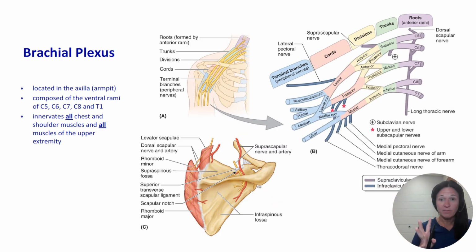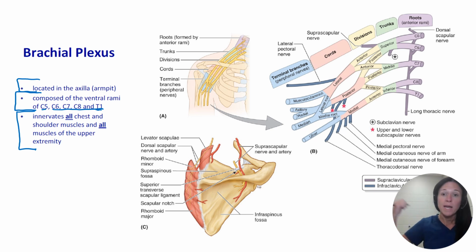Let's go ahead and dive right into brachial plexus now. So what do we already know about brachial plexus, just from a couple slides? We know that it's located in the axilla. We know that it's going to start in the neck and go into the axilla. So starting in the neck, we have the roots, and the roots are the ventral rami of C5 to T1. We also know that the brachial plexus is going to innervate muscles of the chest, of the shoulder, and all the muscles of the upper extremity.